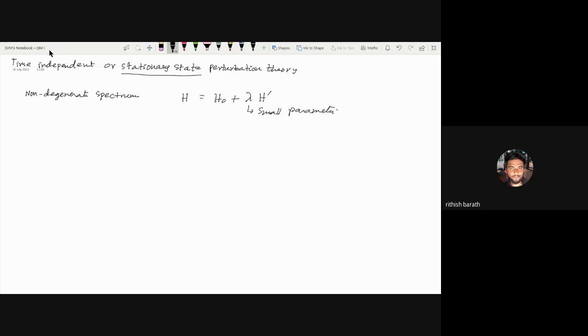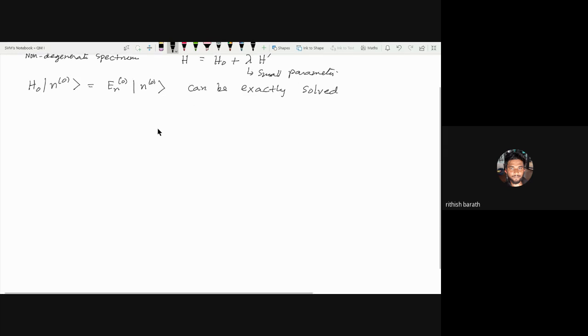And we have assumed that H0 |n0> equals En0 |n0> can be exactly solved. That means we know these things. And then we have assumed that the total Hamiltonian's eigenstates cannot be exactly solved.